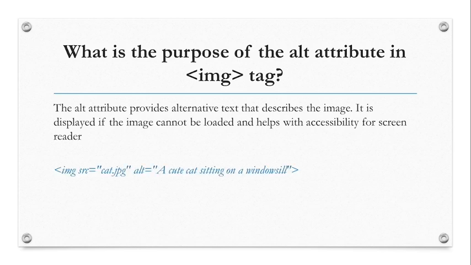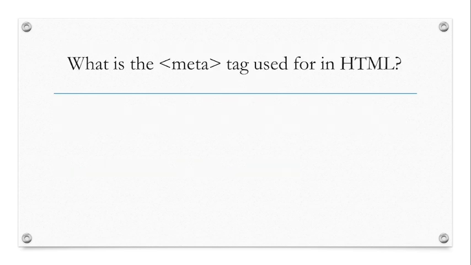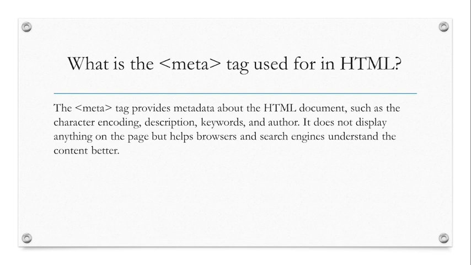Question 15. What is the meta tag used for in HTML? The meta tag provides metadata about the HTML document, like the character encoding, author, or a brief description of the page. It's used primarily in the head section to help search engines index the page correctly or to define the document's settings, like the viewport for responsive design. Example. Meta name equals description content equals a description of the web page.